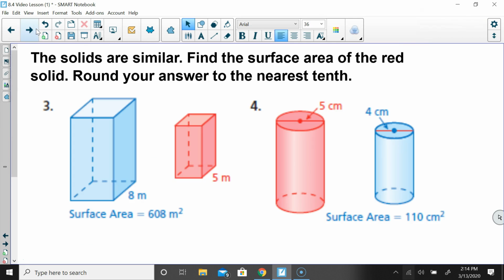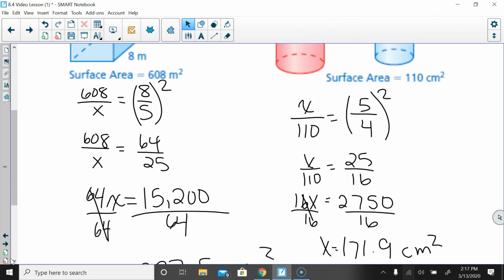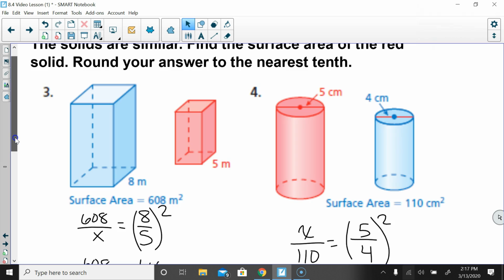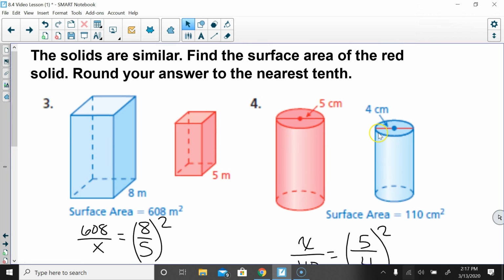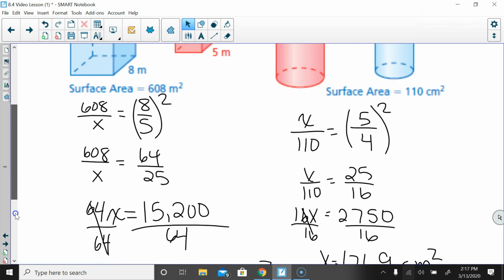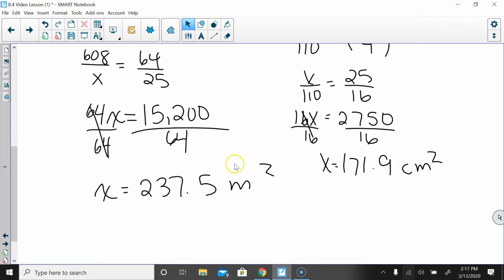Okay. You try these two. And here are my answers. Notice in the second one, I used the diameter. You don't need to change it to a radius because you just need a dimension. Doesn't matter what the dimension is, but those are my answers. Don't forget your square units.